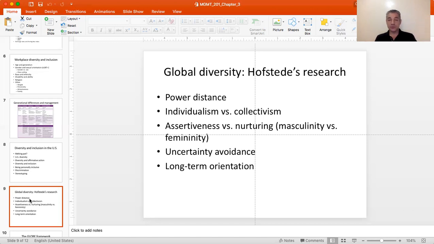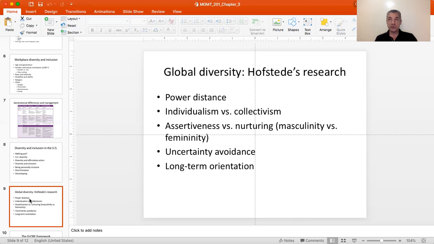The person who has probably done the most for our understanding of global differences is Hofstede. He started his work in the early 80s, I believe, and through his work, he has identified initially four characteristics that can really tell you a lot about cultural differences. And then later on, he added the fifth one. So the initial characteristics he identified were power distance, individualism versus collectivism, masculinity versus femininity, and uncertainty avoidance. To that, later on, he also added long term orientation. So, what does that mean?